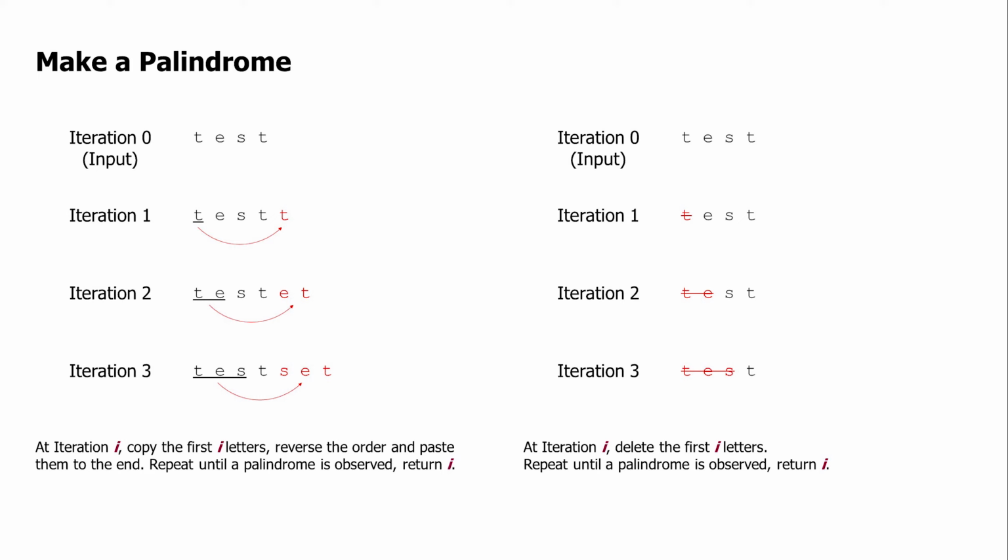At iteration I, delete the first I letters. Repeat until a palindrome is observed. Return I. In this example, the input word test is reduced to a single letter t, which is considered a palindrome at iteration 3. It gives the same output.